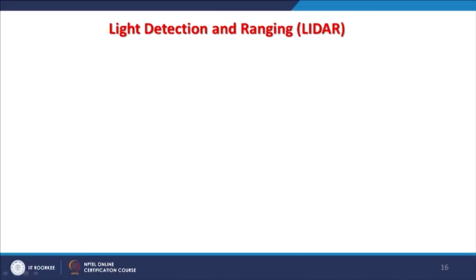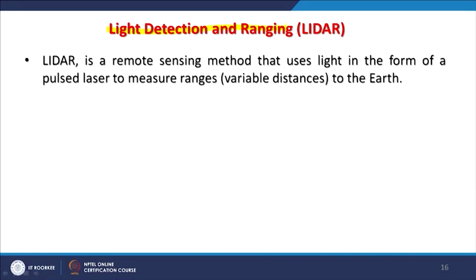Now, another technique which we have touched on, while discussing different methods of generating digital elevation models which are remote sensing based, is a new development which has taken place in the last 7-8 years, that is light detection and ranging, or in short we call it LIDAR. Again, this is a remote sensing method which uses light in the form of a pulse laser to measure ranges, variable distance to the earth.